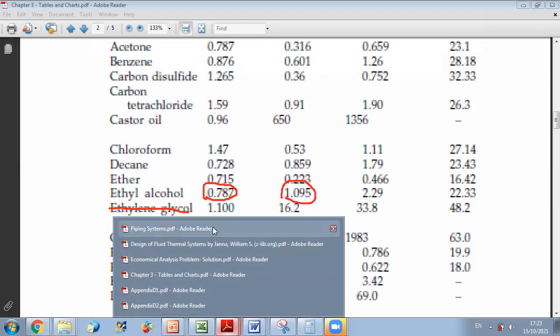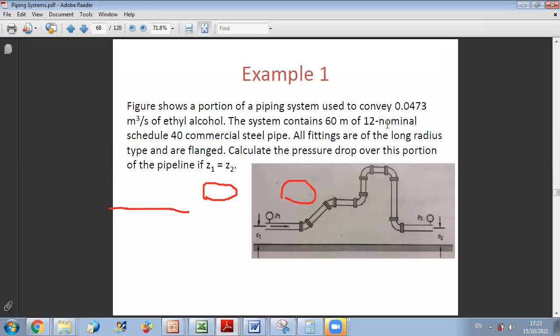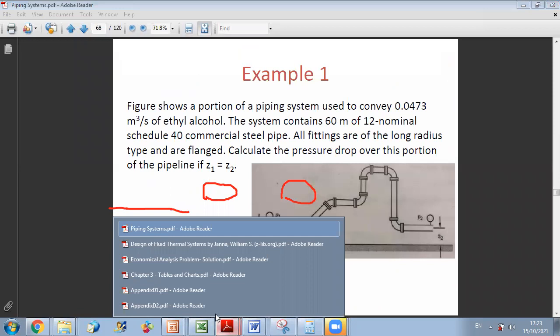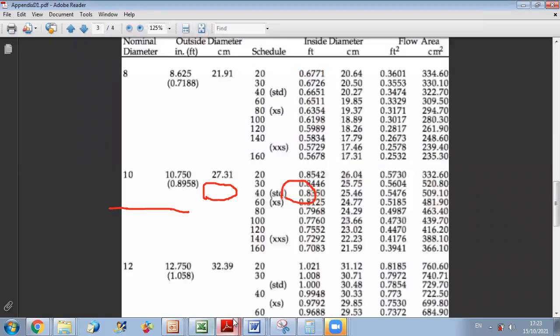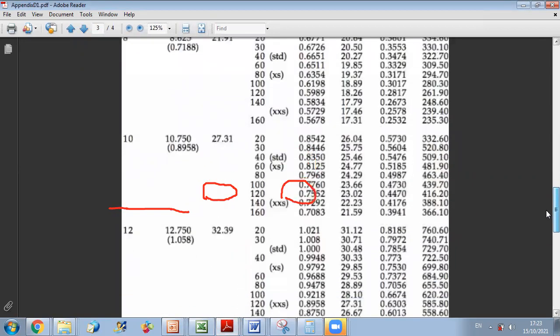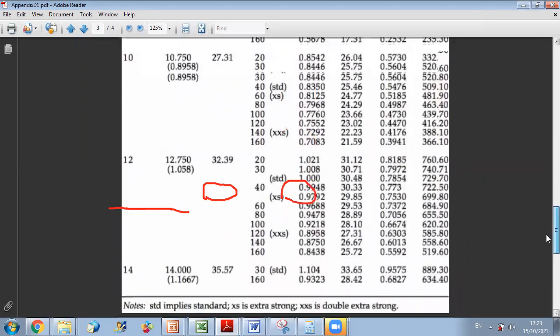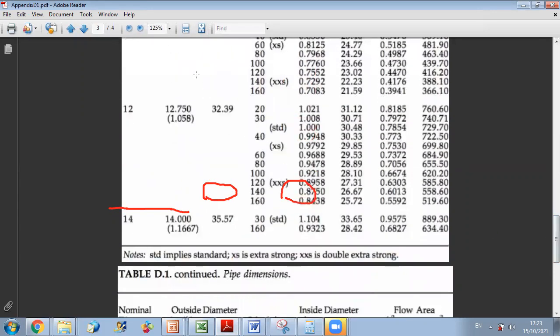Then the second information is that I have 12 nominal schedule 40. So now I go to appendix D1. This is 12 nominal, and I have schedule 40. So here I can read that the outer diameter is 32.39 centimeters, and the inner diameter is 30.33 centimeters.